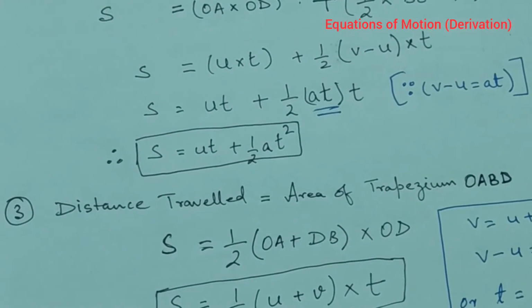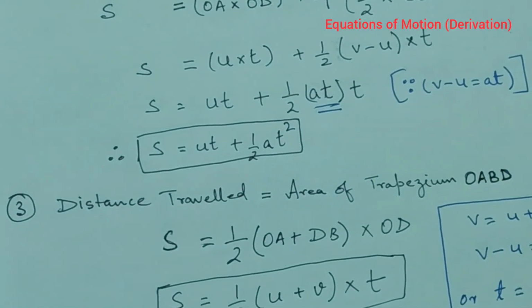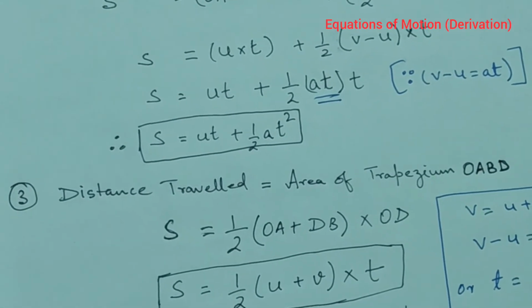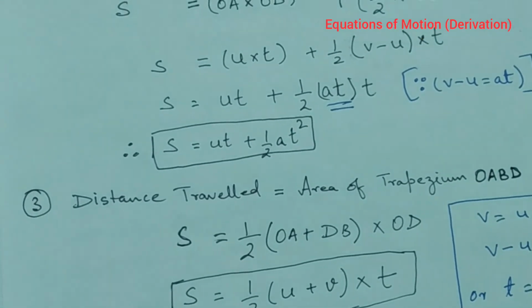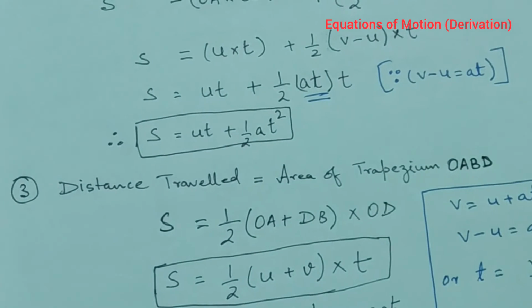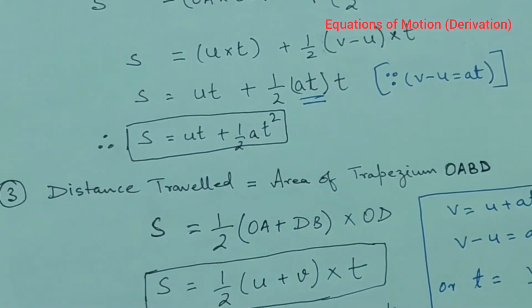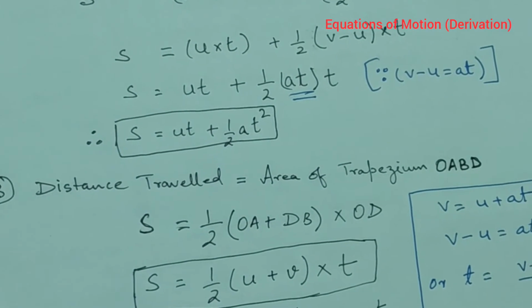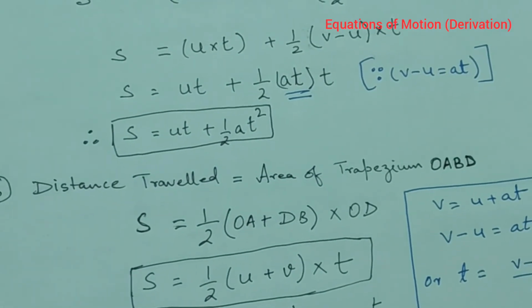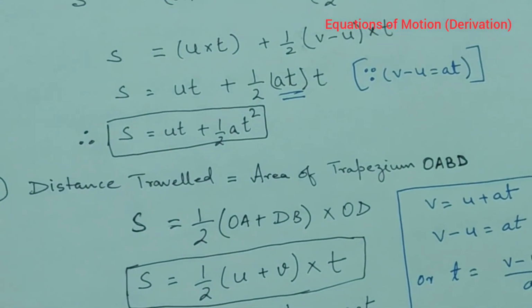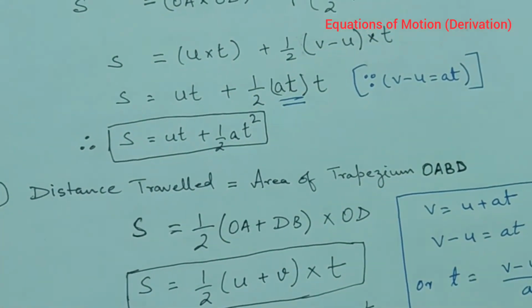Now we will be talking about the derivation of the equations of motion by the graphical method. For this graphical method we will be taking help of the velocity time graph. Just consider the linear motion of a body having initial velocity u, and the body accelerates uniformly in time t and acquires a final velocity v.